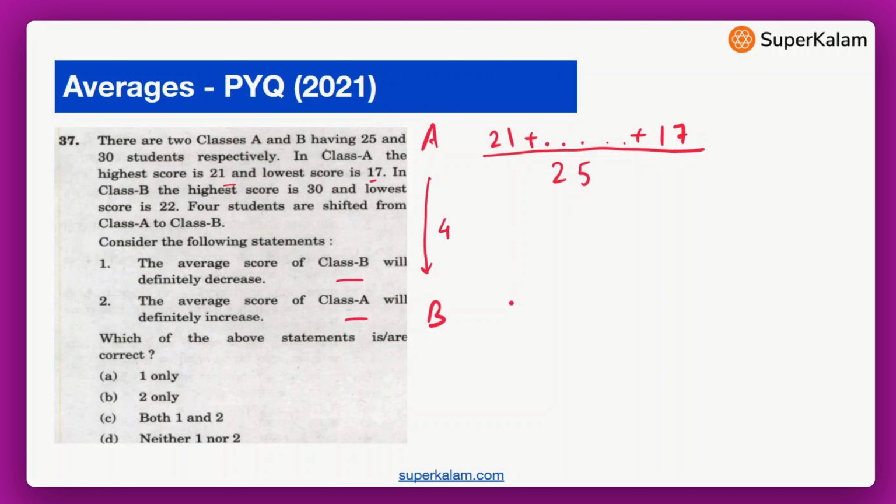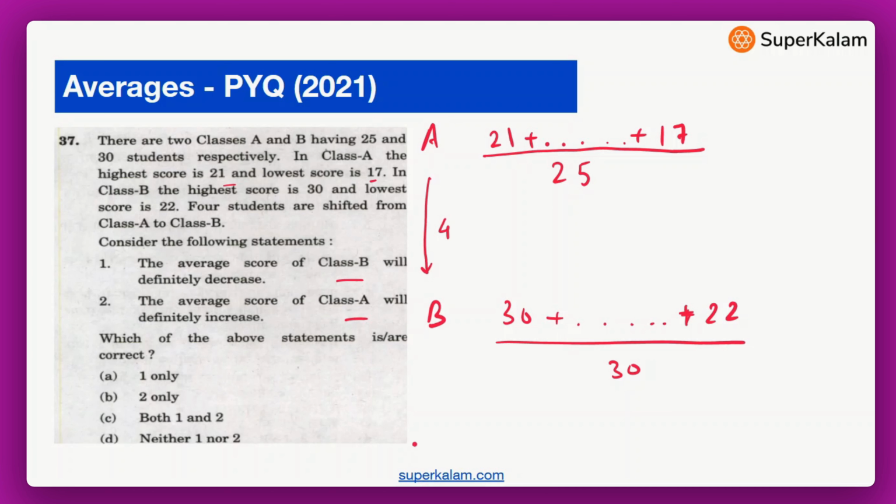Now for class B we will do it in a similar manner. The highest score, which is 30, will come first, then the second score, third score, and accordingly 28 will come, and then the least one, 22. This will be divided by how much? 30, because there are 30 students here.